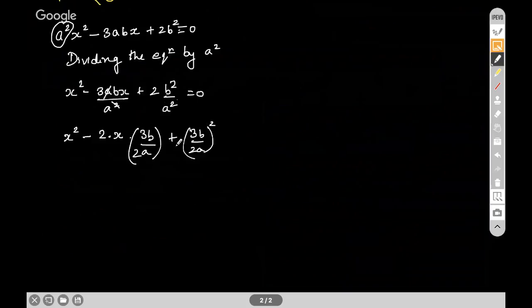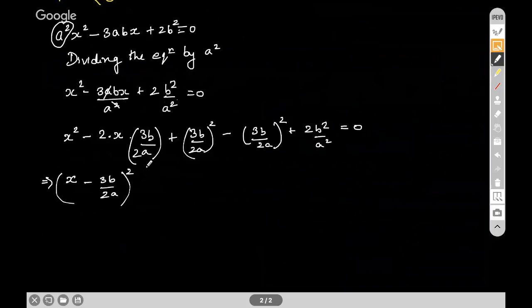Now if you do this, the square gets completed, but since you have added an extra term to the equation, you have to remove it as well. So minus 3b by 2a whole square plus 2b square by a square equals 0. So this is x minus 3b upon twice of a, whole square, because this is the expansion of these first three terms. These three terms here form the square term.